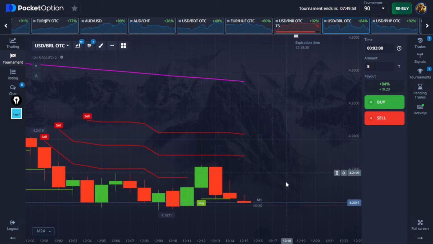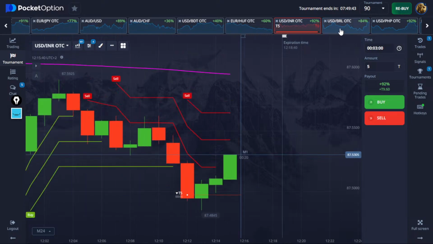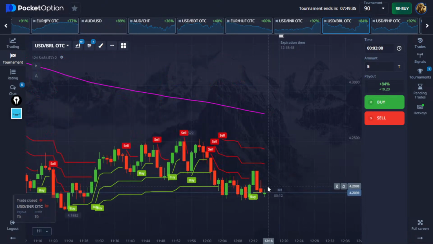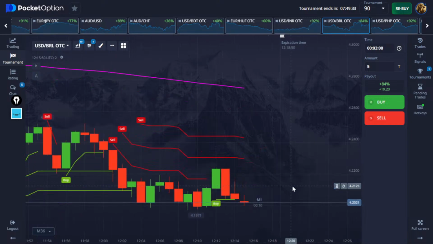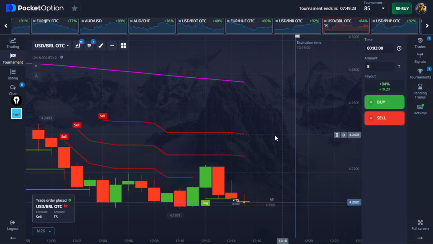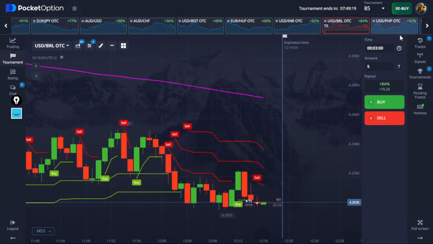Okay, I think we're gonna get the signal at the close. See, this is why I don't like to use indicators as my entry signals, because indicators are lagging by nature. You get the signal here, go for a sell. Let's look for something else.